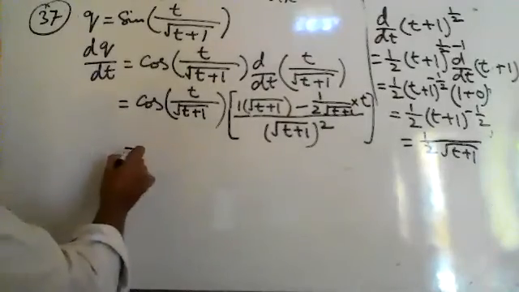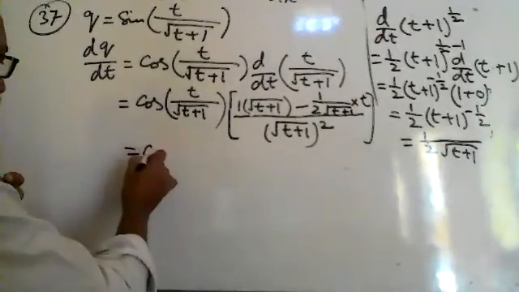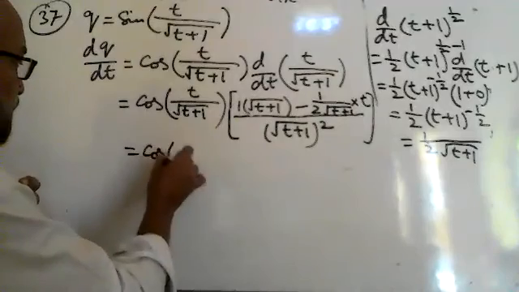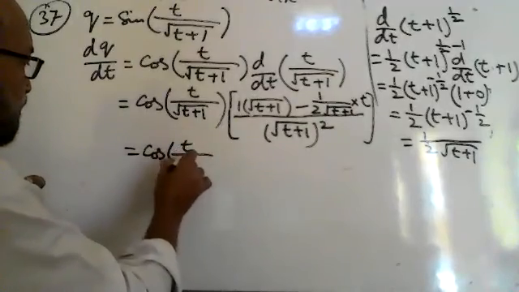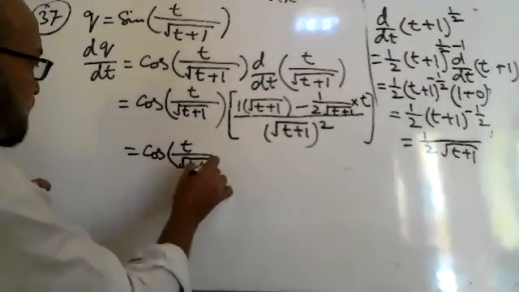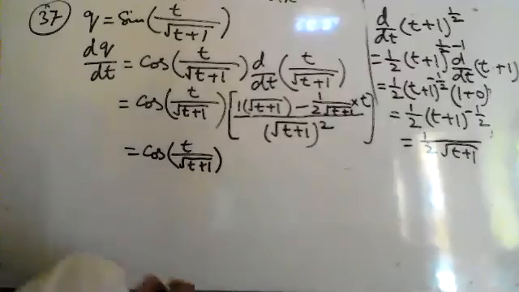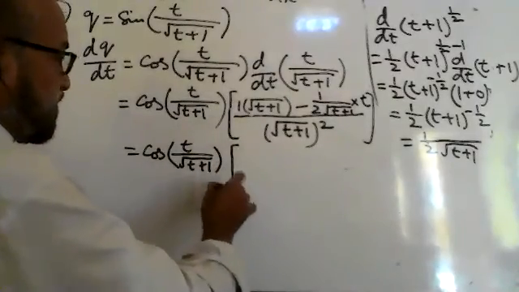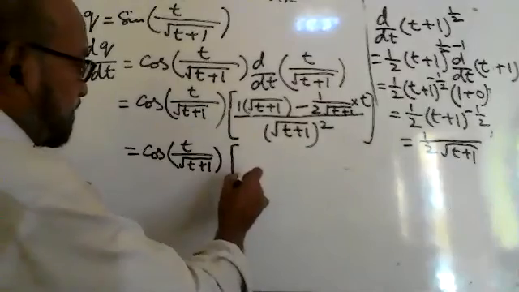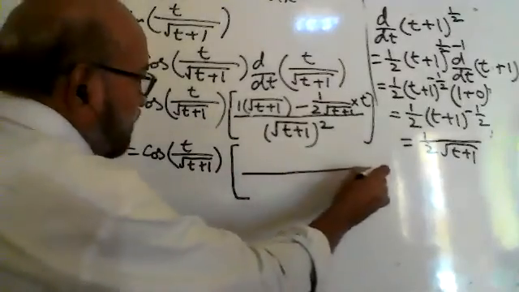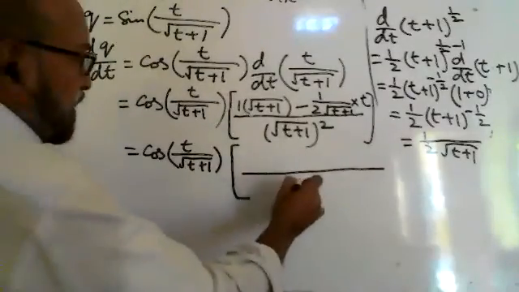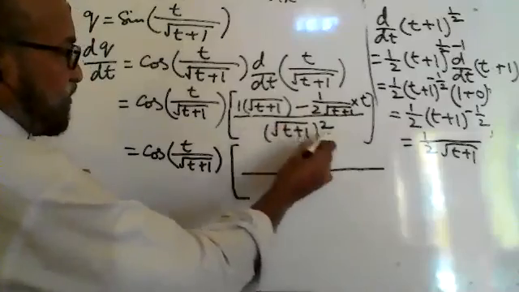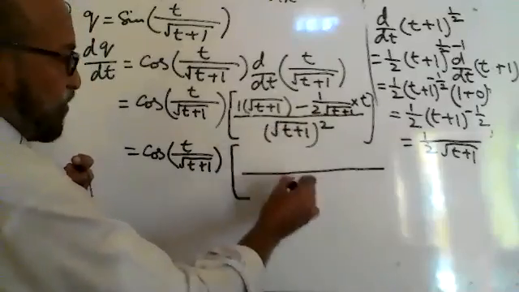Now it will become cos of t upon root t plus 1, into, we will simplify this one. Under root t plus 1, under root and square are cancelled, only t plus 1.